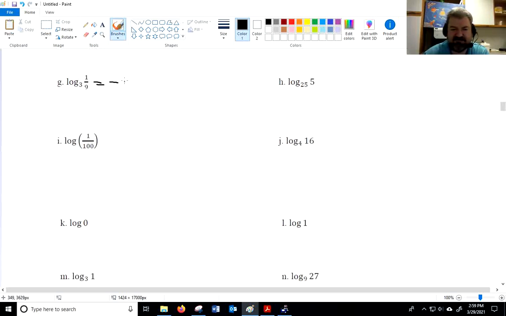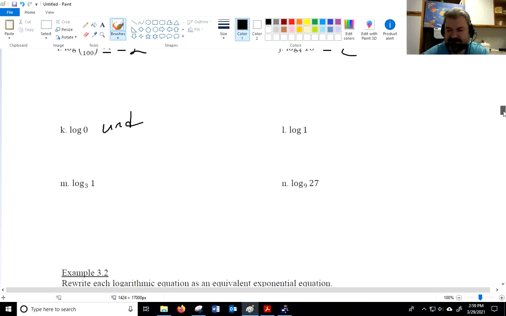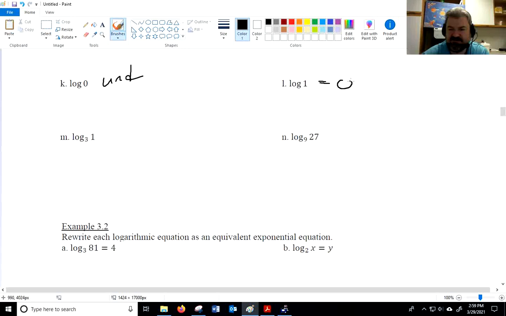This is a negative 2 because 3 to a negative 2 power becomes 1 over 3 squared, which is 1/9. The square root of 25 is 5, and we know that square root is a 1/2 power. The log of 100 is negative 2. Log base 4 of 16 is 2. The log of 0 is undefined, but the log of 1 is 0. The log base 3 of 1 is also 0, because anytime you take the log of 1, it's 0.